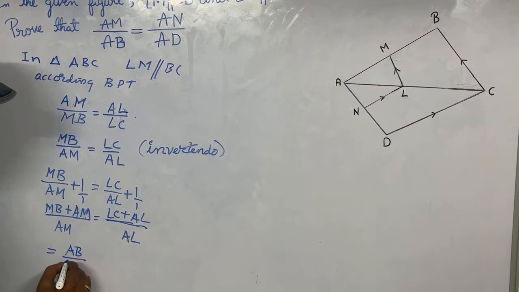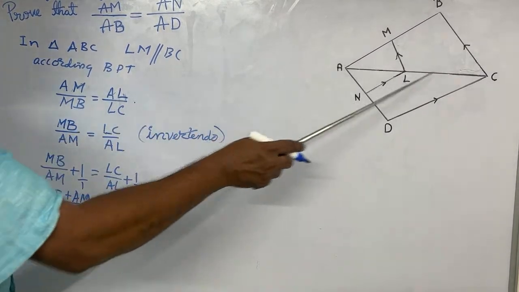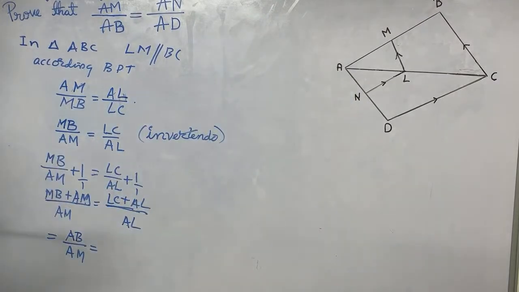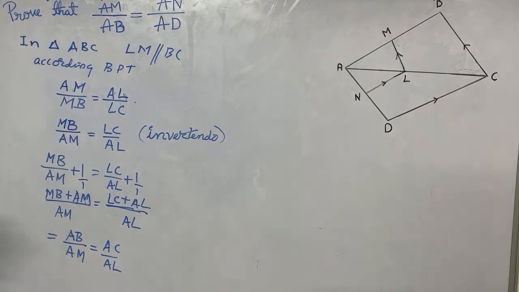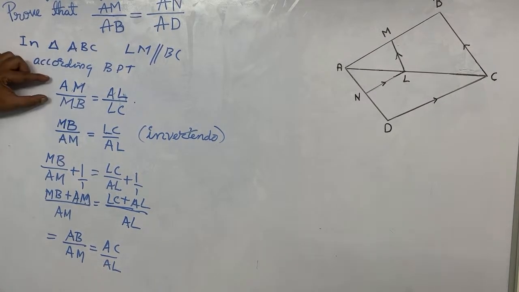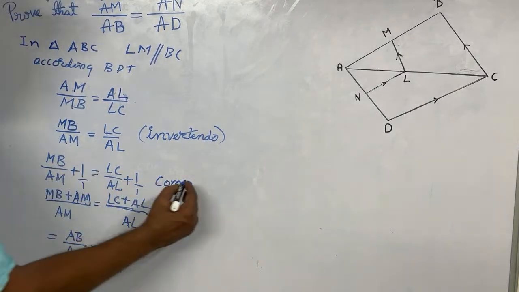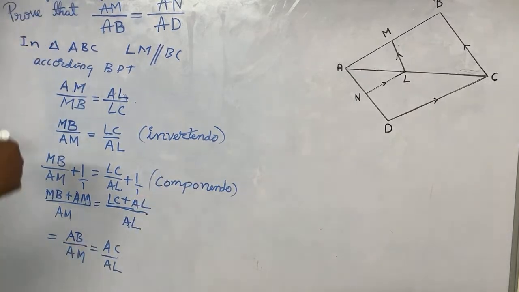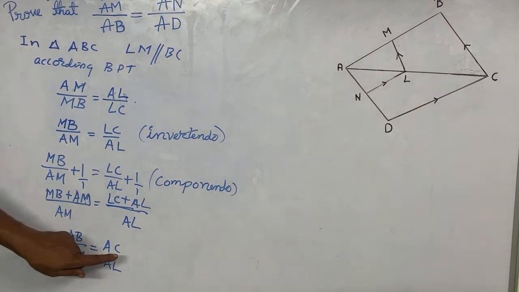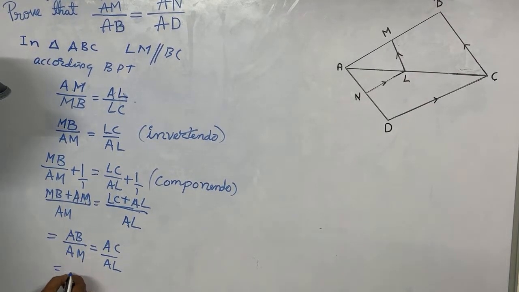AB by AM is equals to LC plus AL. If I am adding these two fractions, I am getting AC. AC by AL. Now what did I do? I took the ratio. I did invertendo. Now I did componendo, adding one on either side is called componendo. After componendo I got one ratio. That ratio I did invertendo, so now I have to go for invertendo again.